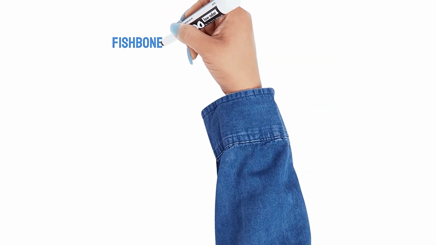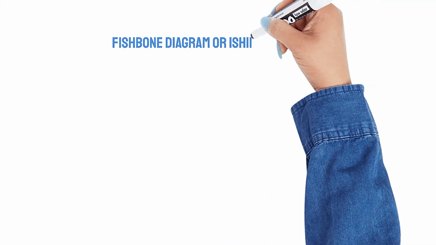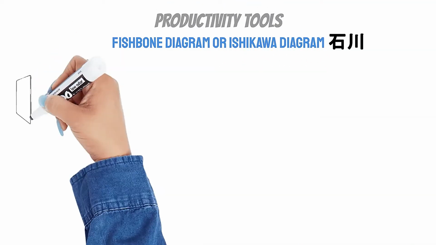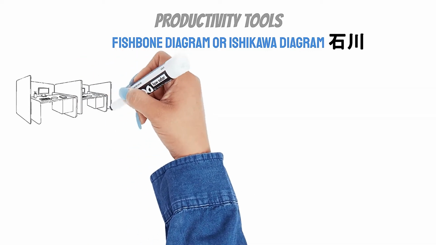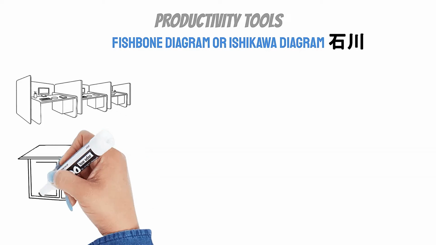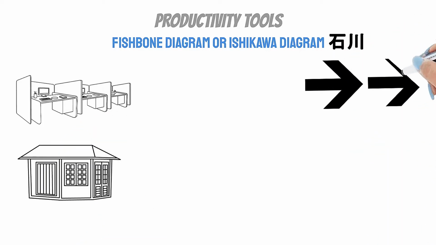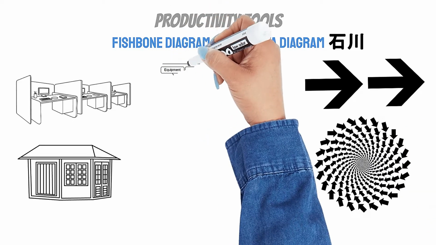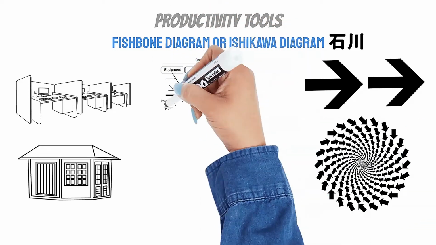The Fishbone diagram, also known as the Ishikawa diagram, is a productivity tool used to research and identify the root cause of issues. Issues are common, regardless of whether it's in the workplace or at home. Some of them are obvious and easy to resolve, while others are more complex. These complex problems can be diagnosed using a fishbone diagram.